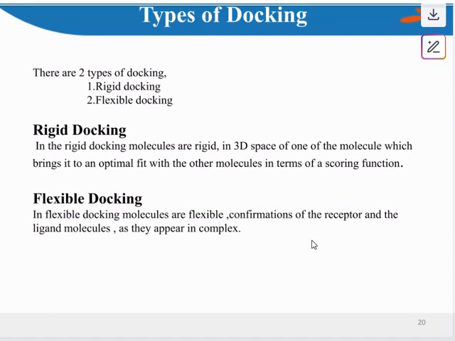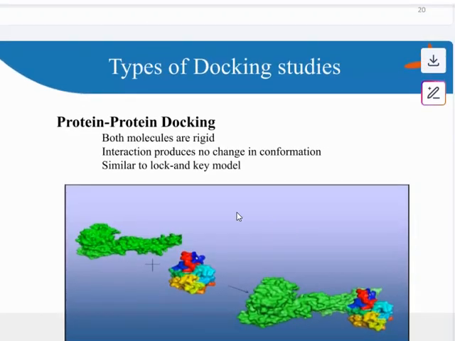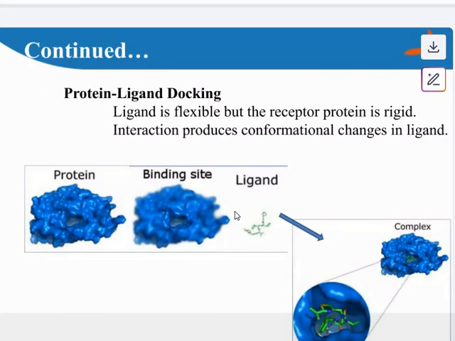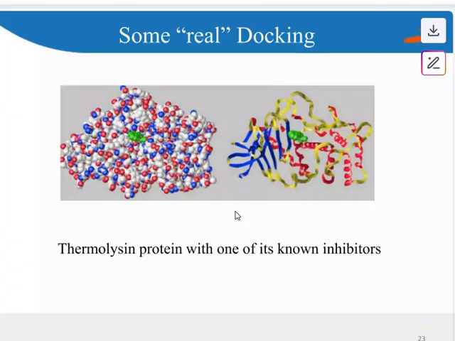Now types of docking: rigid docking and flexible docking. Now, protein-protein docking: both molecules are rigid. Interactions produce no change in conformation, similar to the lock and key model. So protein-ligand docking: the ligand is flexible but the receptor protein is rigid. Interactions produce conformational change in the ligand. So, protein binding site and ligand.